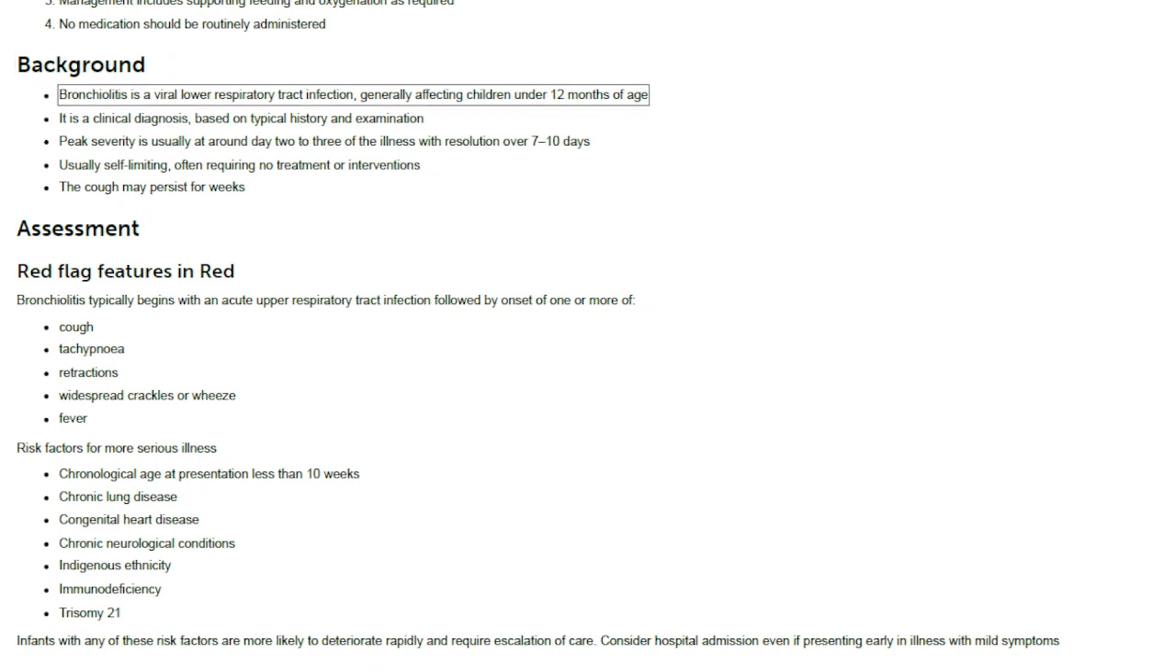Background. Bronchiolitis is a viral lower respiratory tract infection, generally affecting children under 12 months. It is a clinical diagnosis, based on typical history and examination. Peak severity is usually at around day 2 to 3 of the illness with resolution over 7-10 days. Usually self-limiting, often requiring no treatment. The cough may persist for weeks.